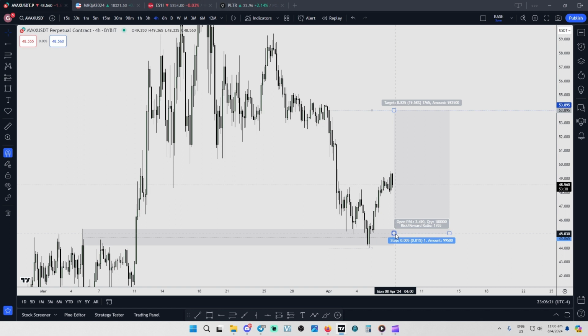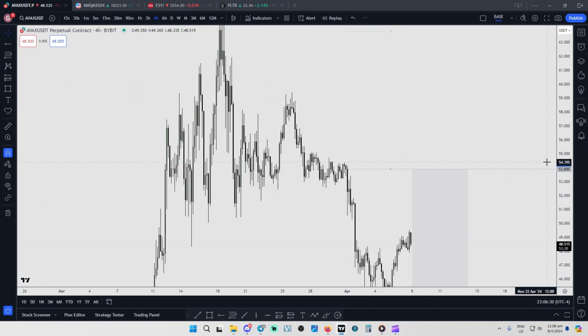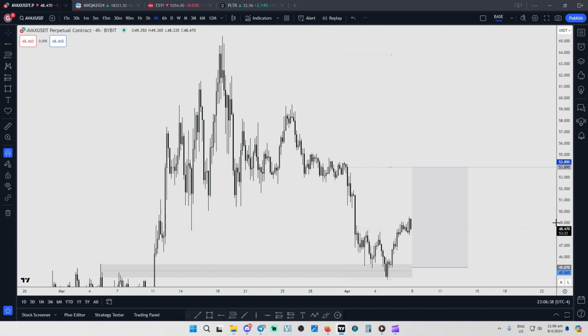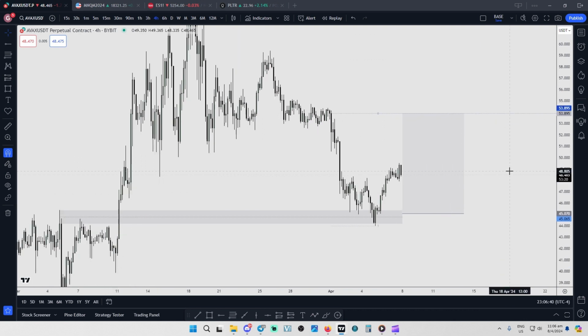But obviously I would recommend taking partials along the way. All right, so for example, if it reaches the opening price, I'll take a partial here, and then I'll just let it ride up into this high, and I'll watch the reaction, right? And that's how I would manage this particular trade. Okay, and that's it for this update.